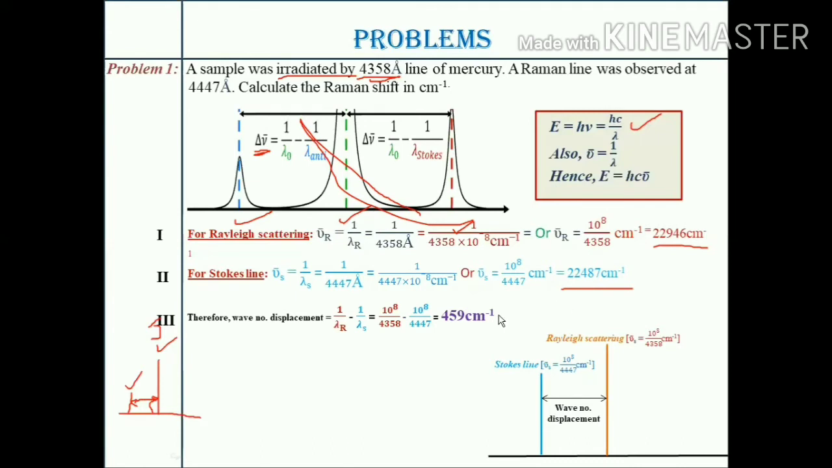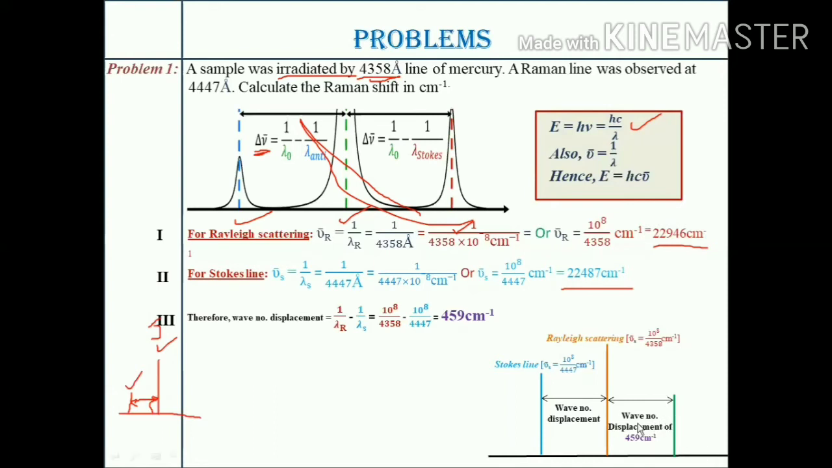Now these two are giving me the value of 459 centimeter inverse. What is this difference of 459 centimeter inverse? This difference is actually the wave number displacement, or in other words, we call it the Raman shift. We learned it in our basic principles of Raman spectroscopy video. So this is the Raman shift, which is actually the value asked in the question. So if the question says calculate the Raman shift in centimeter inverse, the answer is 459 centimeter inverse, right?